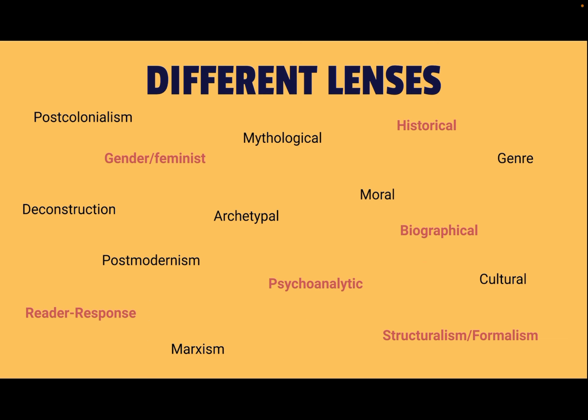So there are a ton of different literary lenses, a ton of different schools of criticism, but the ones that we will be focusing on this semester are reader response, gender feminist, psychoanalytic, biographical, historical, and structuralism/formalism. For our first unit, we'll be really focusing on gender feminist, psychoanalytic, and historical. Those are the first three lenses that we will be learning about.